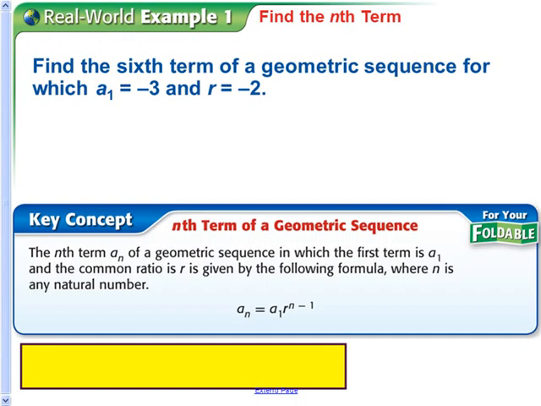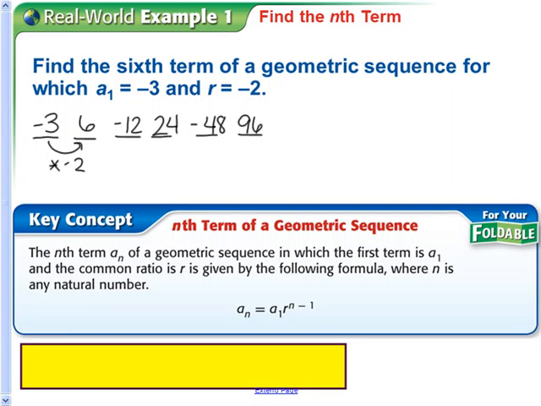Okay, let's take a look at this one. If our first number is -3 and our ratio is -2, what would be the sixth term? This one is easy enough that we could just write out 6 lines, 1, 2, 3, 4, 5, 6, and start with -3, and multiply everything by -2. So that would be 6, -12, 24, -48, and then 96.